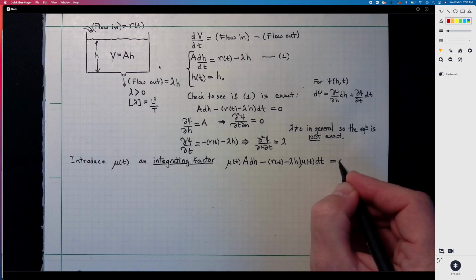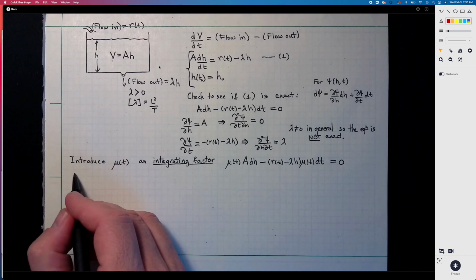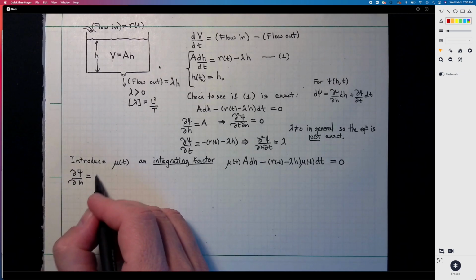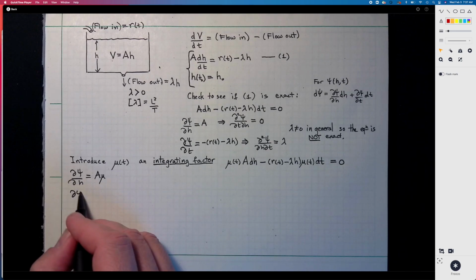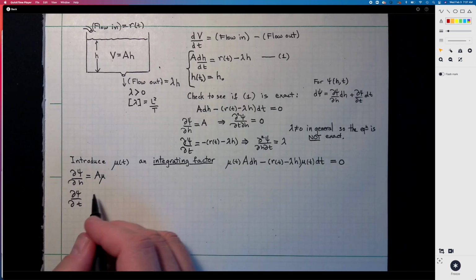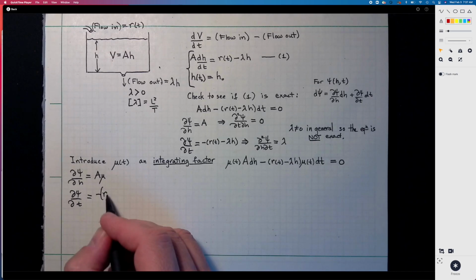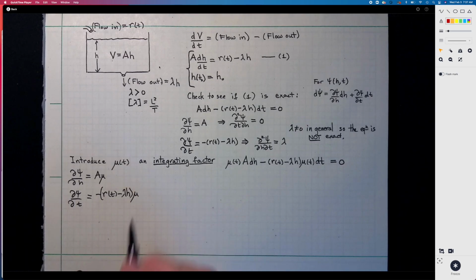And so now if I'm going to check the mixed partial for my function psi, I have d psi dh is equal to a times mu, and d psi dt is equal to minus r of t, and I'm going to take the mixed partials.